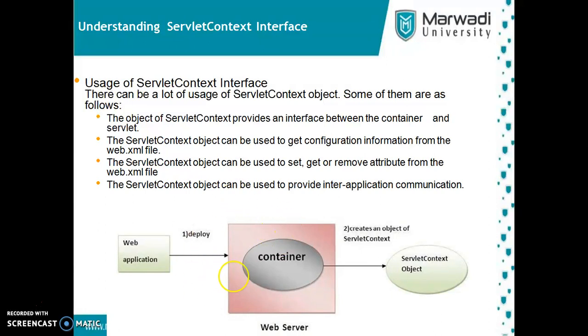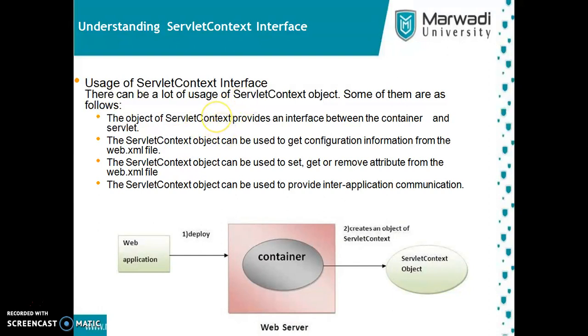Your application is deployed on the web container, and if you want to fetch any of the information, if you want to decide which servlet should be invoked, that can be determined with the help of ServletContext. It also loads the configuration information about the servlet, which is shared among all the servlets at the context level. Third, the ServletContext object can be used to set, get, or remove the attribute from the web.xml file.